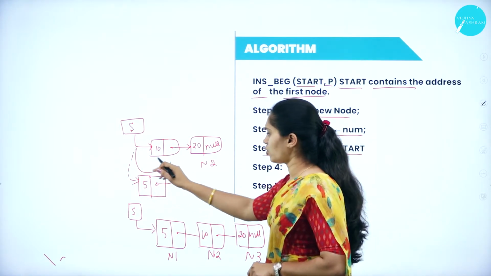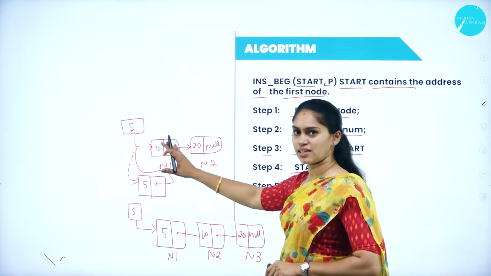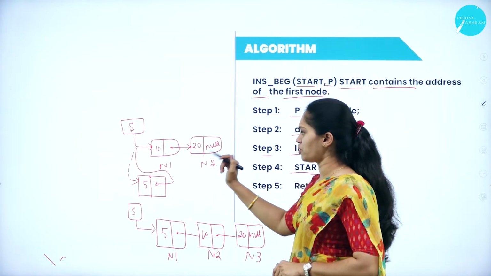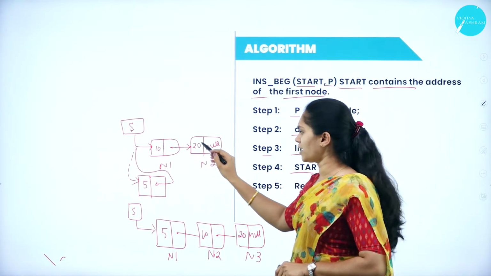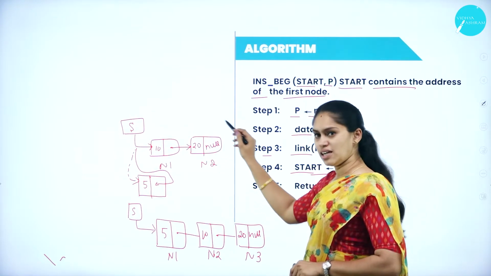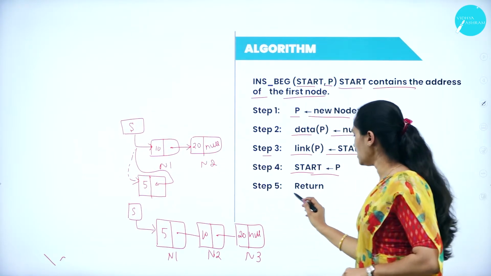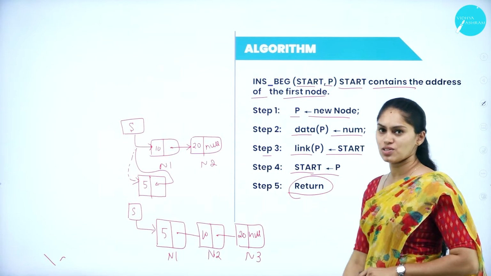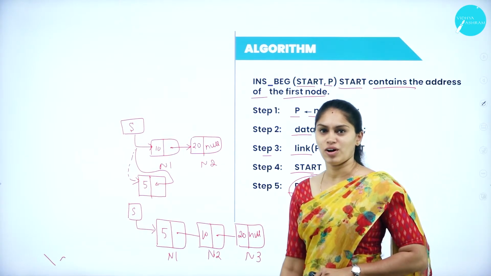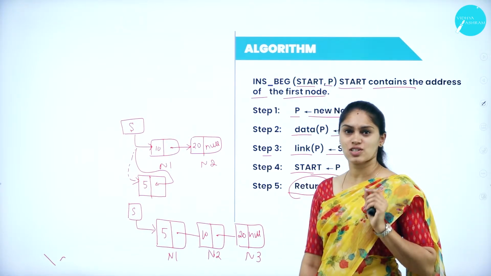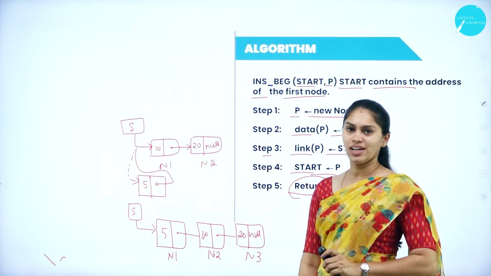Then whatever node exists will be moved to the next position. If it is n1 then it will become n2. If it is n2 then it will become n3. After that we have to return. So this will be the method to create a linked list node at the beginning of a linked list.